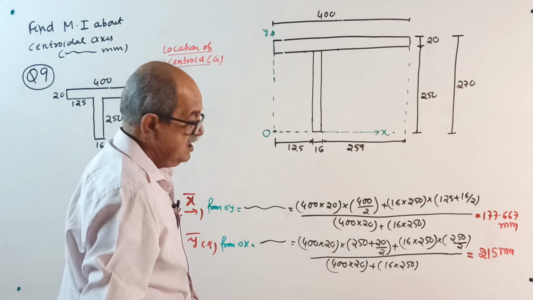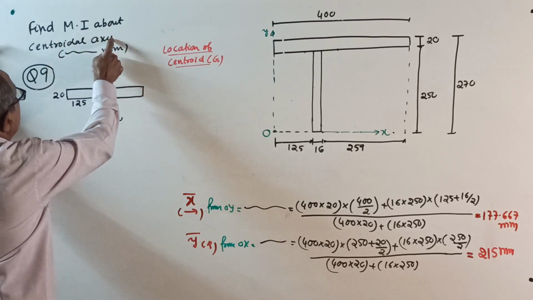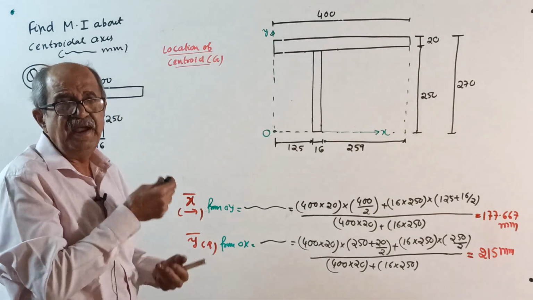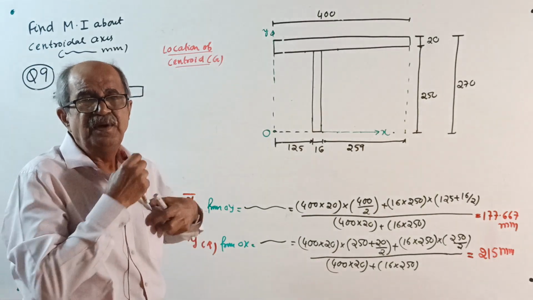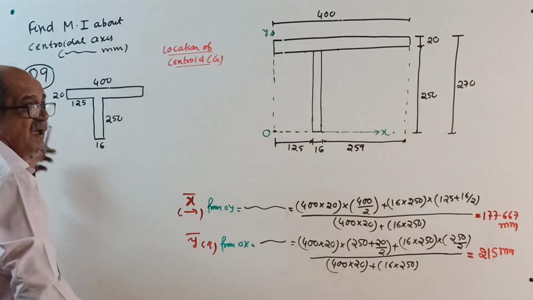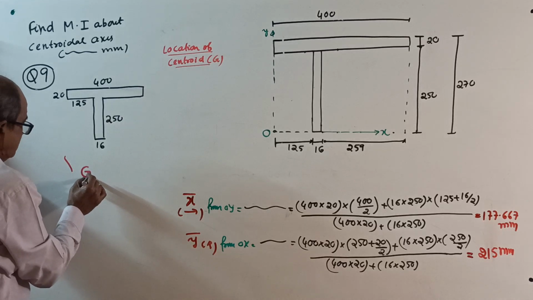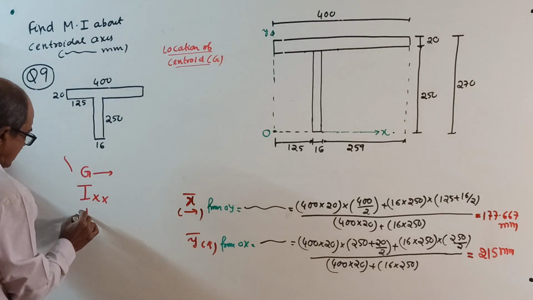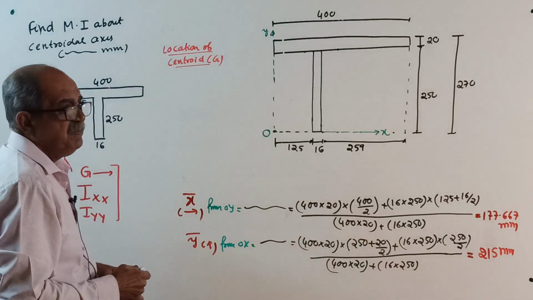Okay, start. Question number 9. Find moment of inertia about centroidal axis. I told repeatedly, centroidal axis means a horizontal and vertical axis passing through the centroid. You write all those statements. First you have to locate centroid G, then find I about XX and I about YY. I cannot repeat this every class.